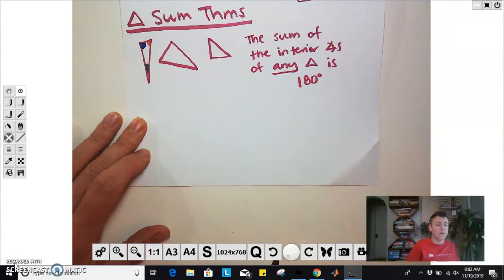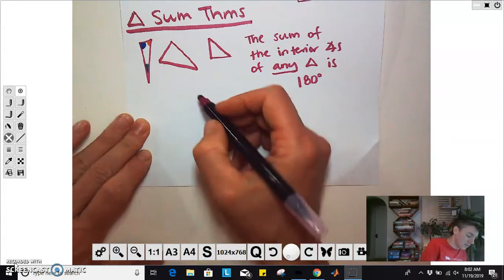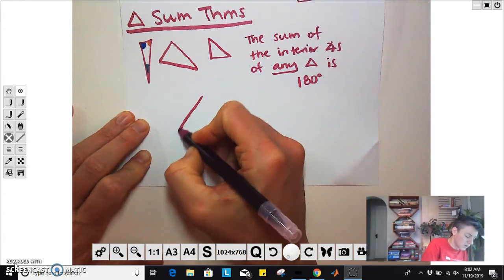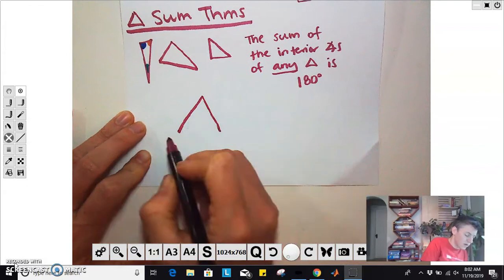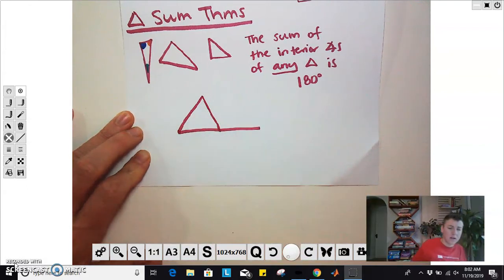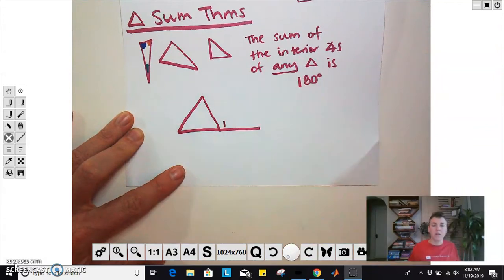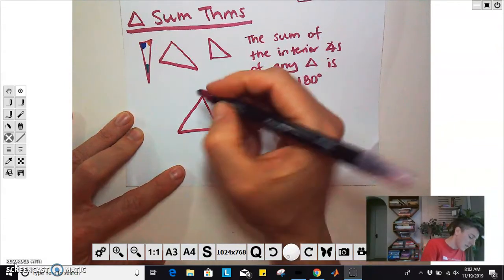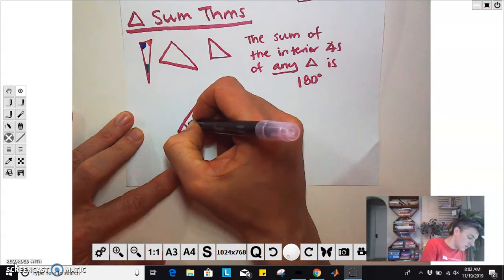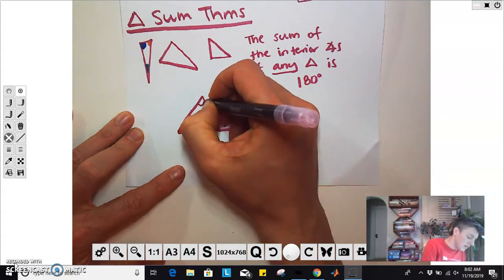So we also have what's called exterior angles. So we think about a triangle and we extend one side of it pretty long. This right here is called an exterior angle. It's called angle 1. And then let's call this angle A, and this will be angle B.